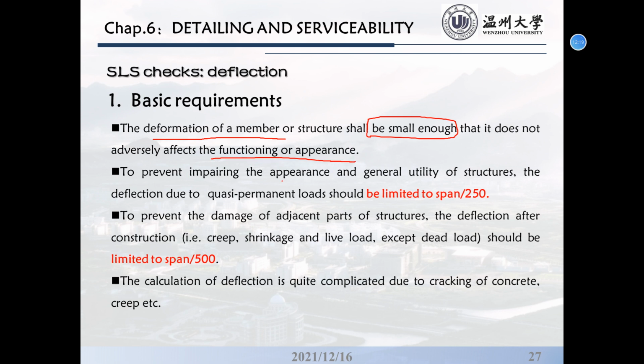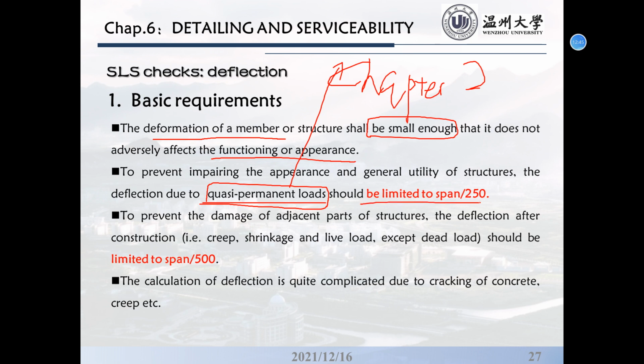To prevent appearance problems, use the quasi-permanent load, okay? If you forget this limit state design, you should go back to chapter 2. There's a formula for you to calculate the quasi-permanent load. Of the structure under the quasi-permanent load, the deflection should be smaller than these values, okay? And look here, to prevent the damage of adjacent parts of structures, they have a more strict limit than these values.